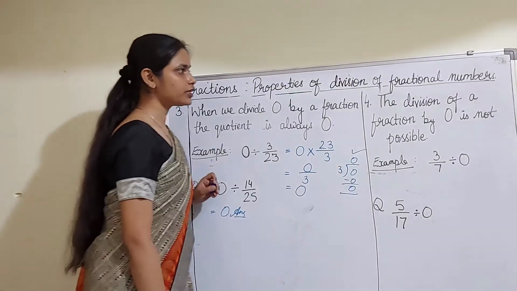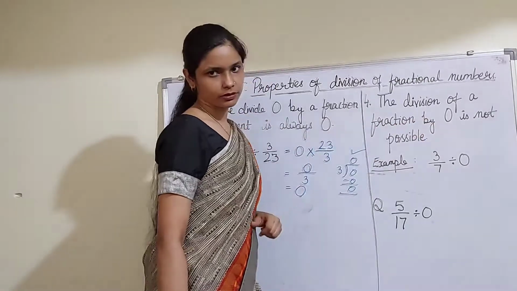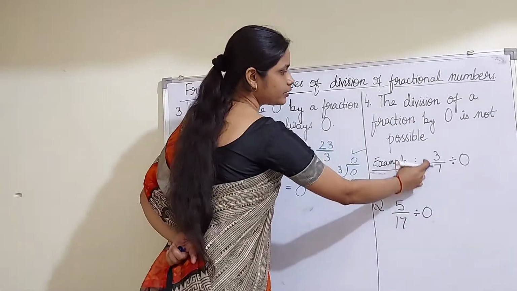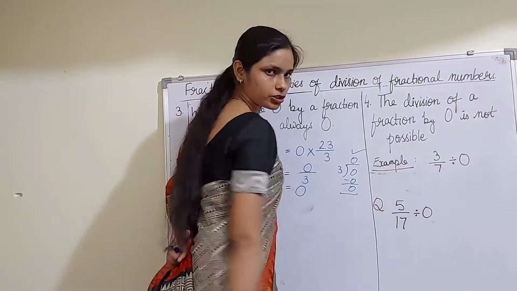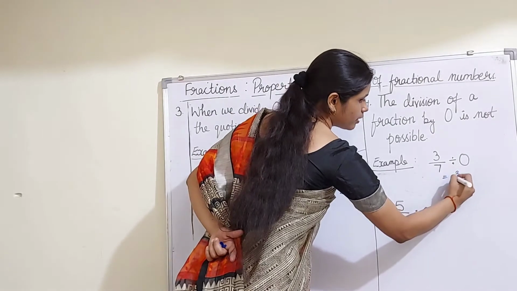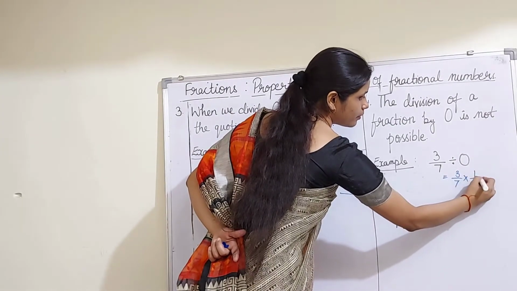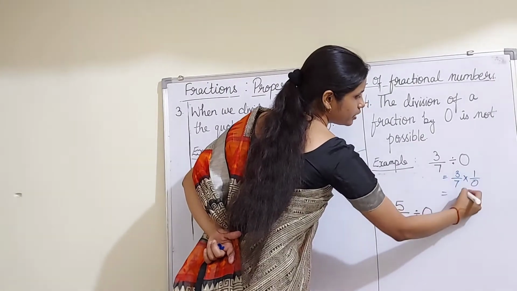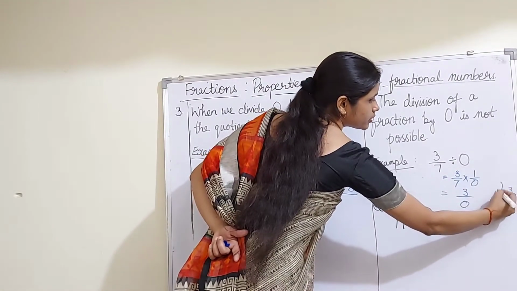Now the next property is that the division of a fraction by 0 is not possible. Here 3 by 7 divided by 0. Can you divide this 3 by 7 by 0? No, we can't. Let us solve this. 3 by 7 into 1 by 0. It will be 3 into 1 is 3, 7 zeros are 0. Now 3 is here, and 0.